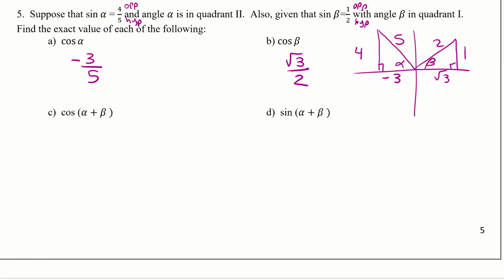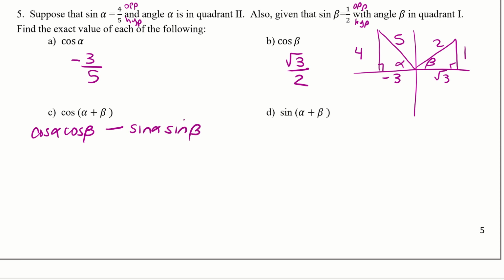I now can find these sum and difference values, even though I don't actually know the angle measurements. Remember, I'm not using a calculator, so I don't know the angle measurements. I don't have a way to find the inverse sine or inverse cosine without a calculator, except for the beta angle. I recognize that one. But I would get the cosine of alpha times the cosine of beta, change the sum to a difference, and then minus the sine of alpha times the sine of beta.